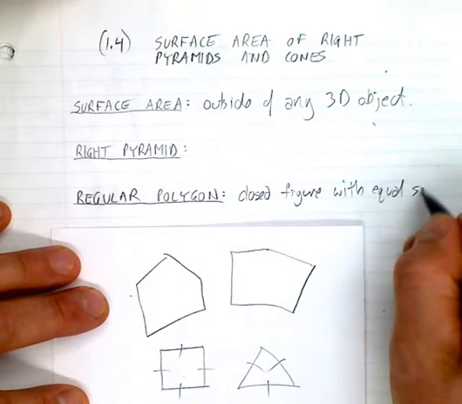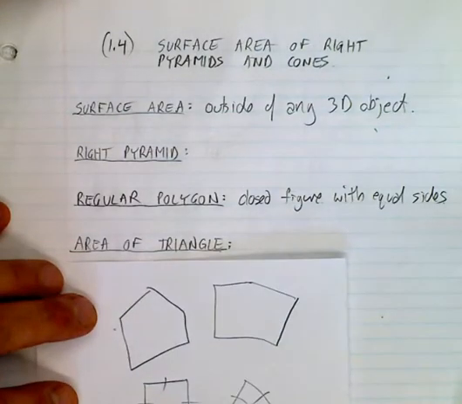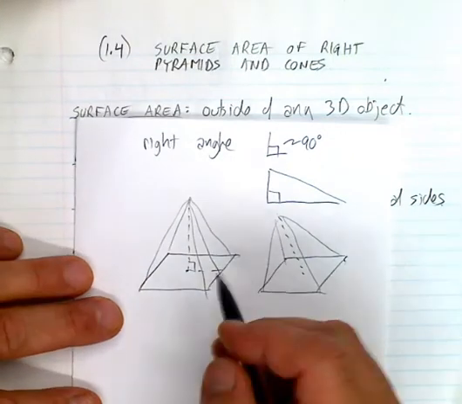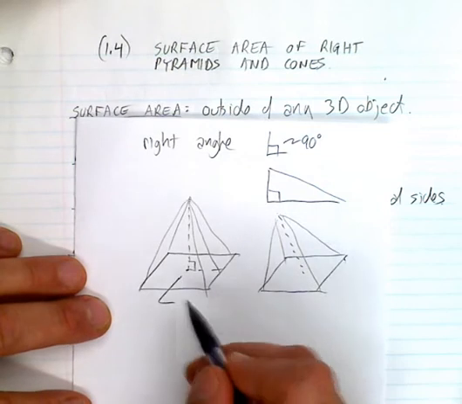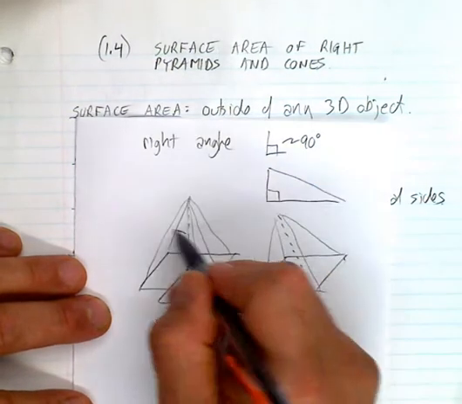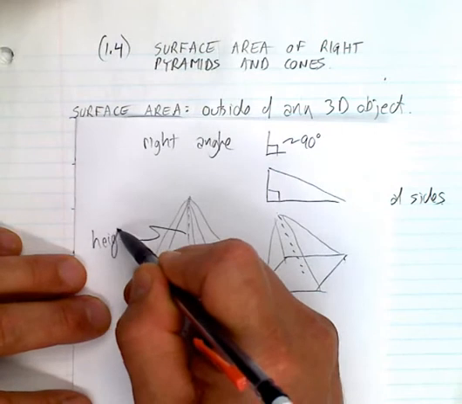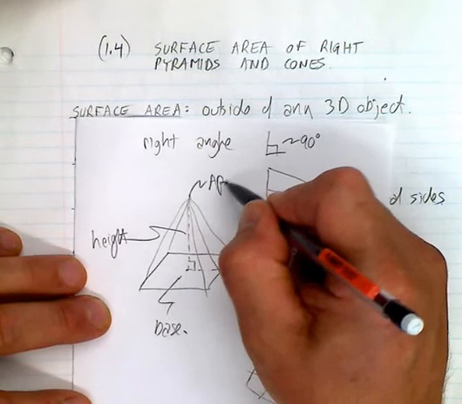Now, the area of a triangle. Here, let me point one thing out too. If you look at this triangle here, our pyramid, this is what we call the base, okay? This right here is what we call the height, okay? And all four sides here meet at what we call the apex.